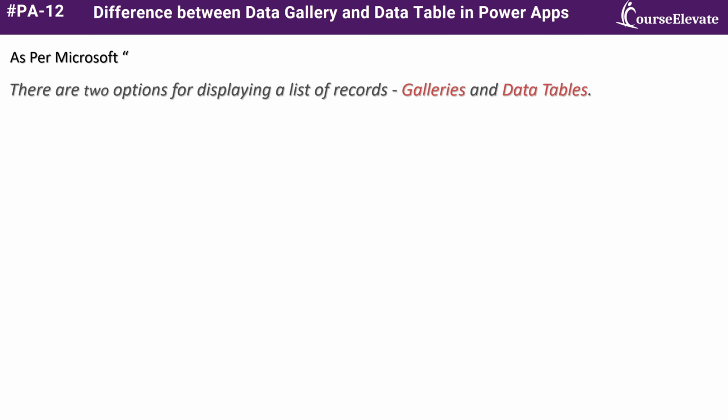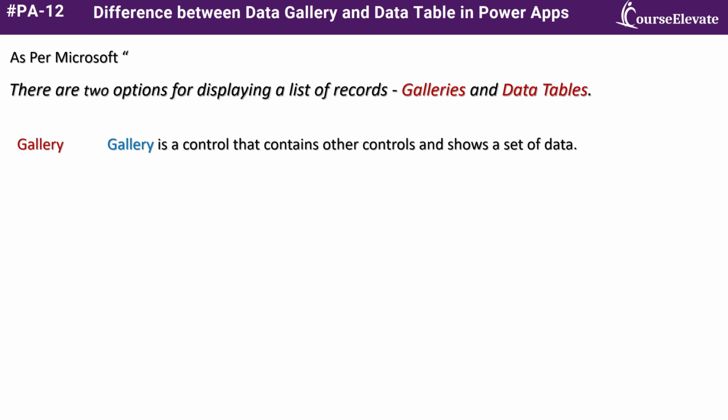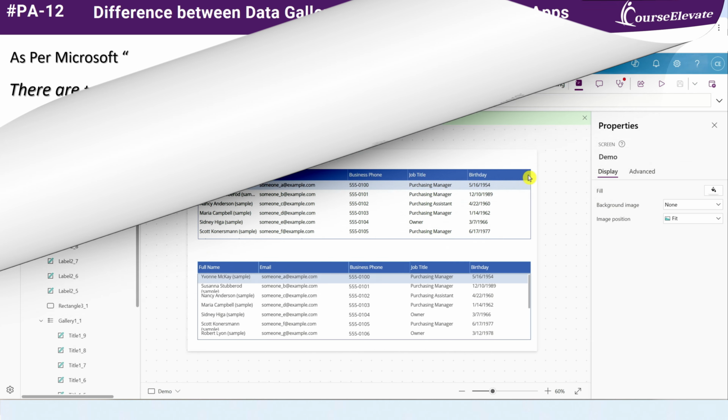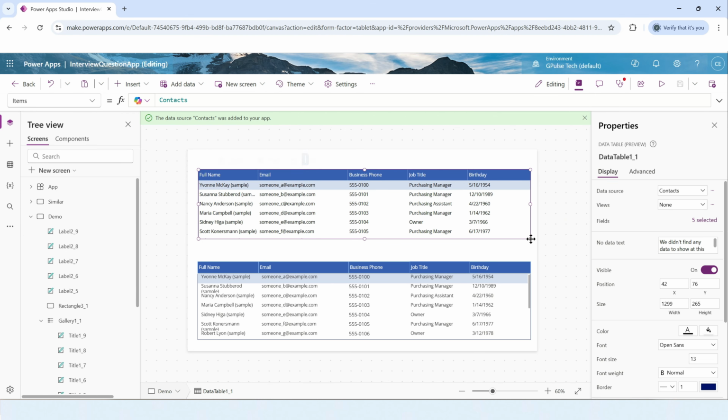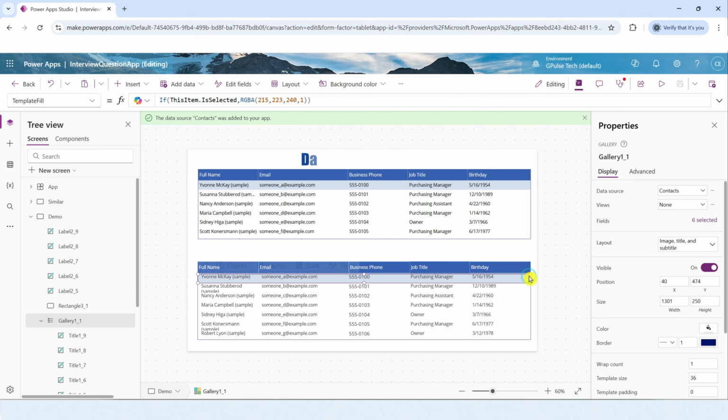So as per Microsoft, there are two options for displaying a list of records, gallery and data table. Gallery is a control that contains other controls and shows a set of data. Data table shows a set of data in a tabular format. This one is data table and this one is gallery.